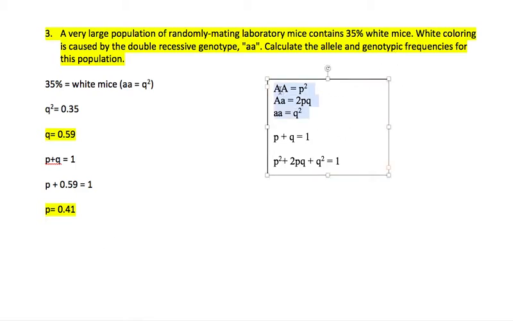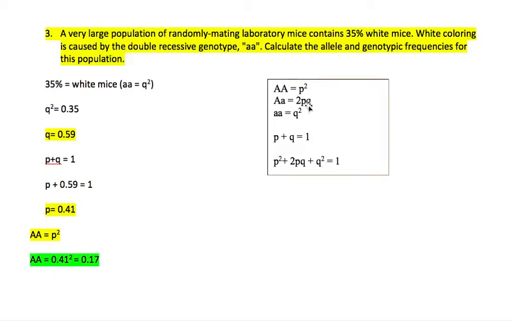To find our genotypic frequencies, we're using this. So let's go ahead and start off with big A big A, which is equal to p squared. That means we're going to go ahead and figure out p is right here, so that's 0.41. Square that. So that is going to equal 0.17. That's our first answer. Let's highlight that in a different color. All right, next one.